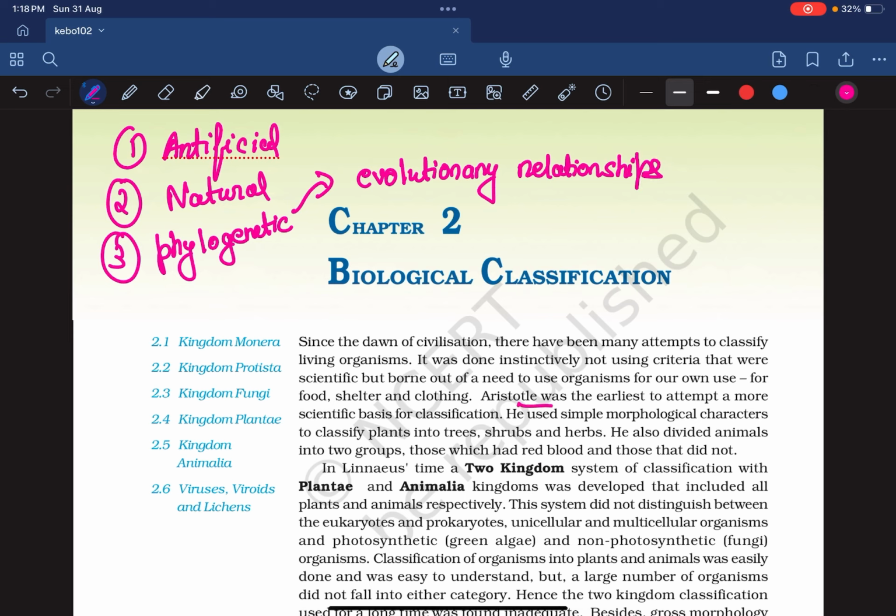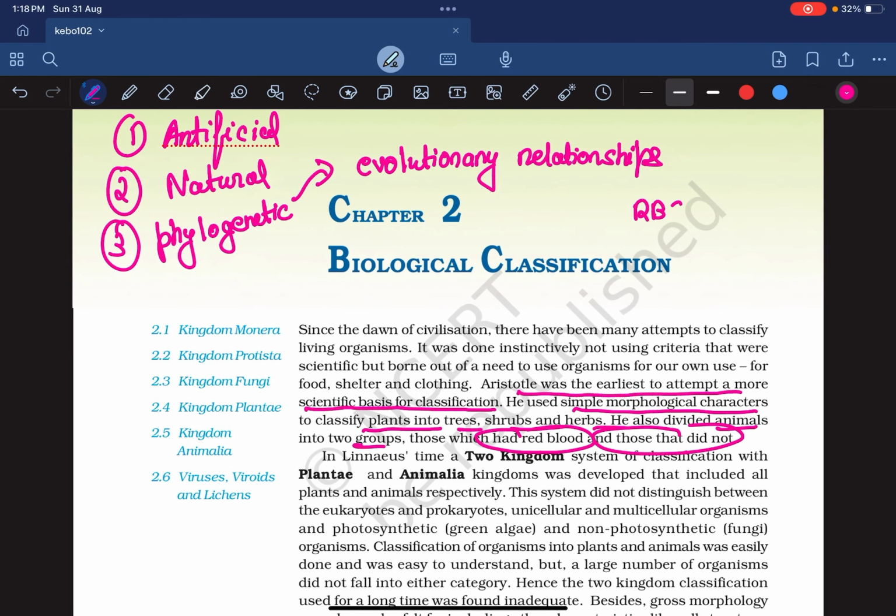So we know that Aristotle was the first one to attempt a more scientific basis of classification. He used simple morphological characters to classify plants into trees, shrubs and herbs. He also divided animals into two groups, which had red blood and which did not have red blood. Those which had red blood, RBCs, are known as enaima, and which do not have RBCs are generally referred to as anaima. You can simply remember this: which does not have RBC, that means RBC is absent, so A for anaima, and which has RBC present is enaima.